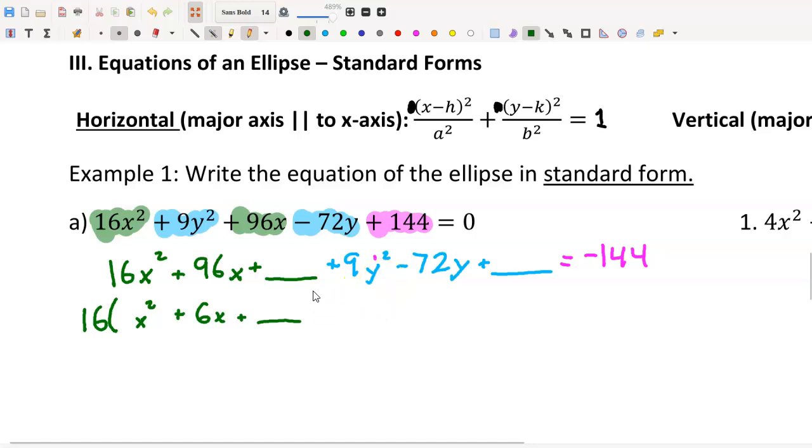Or, sorry, complete the square. That's what we did with the circle in this format. Don't get too excited. Let's do the y's first. Same idea. Whatever number's in front of the squared term, just factor it out. So we'll have y squared minus 8y plus some completed square number, still equal to negative 144.